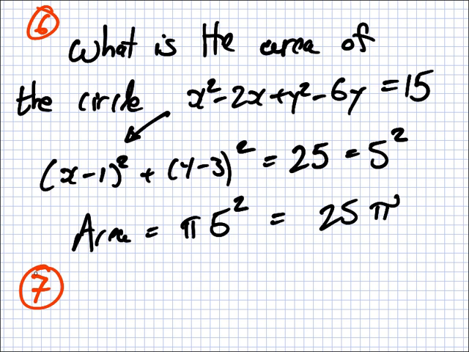Would they give it in decimals? No, usually the answer is given in terms of pi. So there might be an answer that's 25 pi, 52 pi, whatever. They won't make it that easy for you, okay?